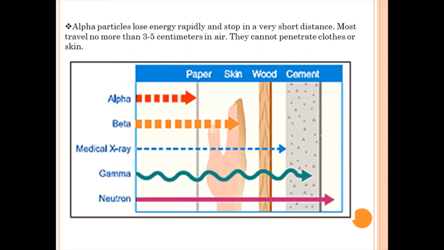Another important property is the penetration of the particles through matter. Alpha particles lose energy rapidly and stop in a very short distance. Most travel no more than 3 to 5 centimeters in air and only about 30 to 50 microns in water or tissue. They cannot penetrate clothes or skin. Alpha particles must be emitted very close to biological targets to produce an effect. External alpha emitters, therefore, are generally not considered to pose a health hazard.